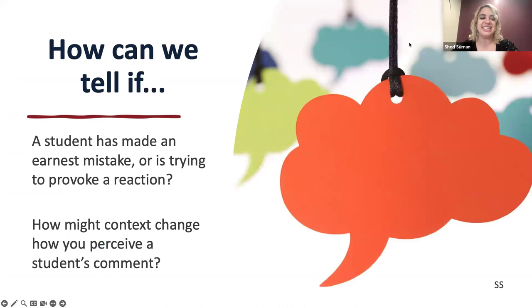So here's where we get into that context. How can we tell if a student has made an earnest mistake or is trying to provoke a reaction? So this is important for informing our response. There are going to be some students who just want to start some sort of conflict or question authority in a certain way, or just want to create a reaction among people. And then we have students who really do mean well and are not aware of the most sensitive or thoughtful language or phrasing, right? So I want to ask you all, how might context change how you perceive a student's comment? What kind of factors or what kind of context would you keep in mind when deciding how to respond?